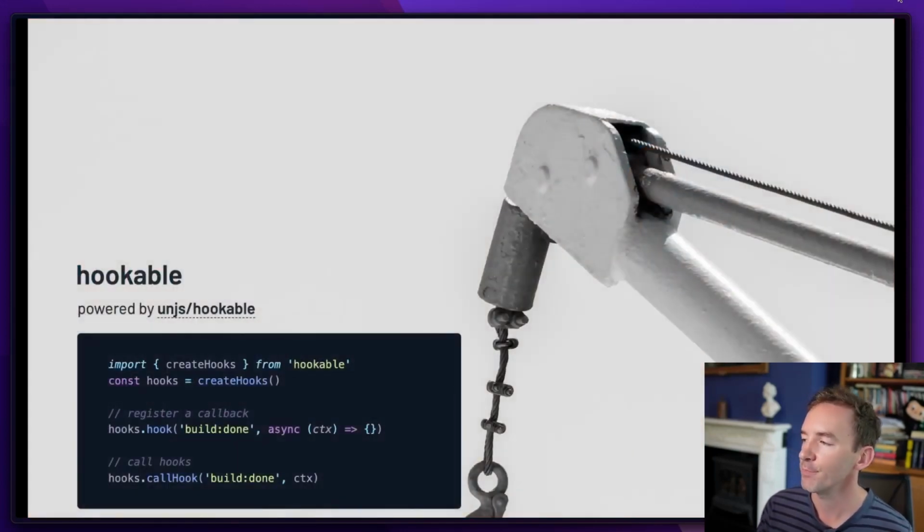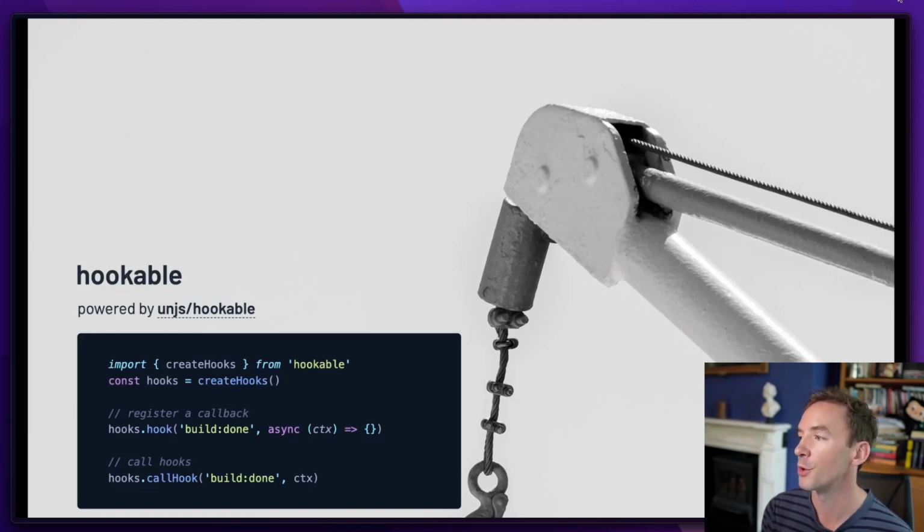So the first thing that Nuxt offers is a hookable experience. It's actually powered by a library we developed for this very purpose called Hookable. And the concept is pretty simple. This is how you would actually use it as a library author, or how we use it within Nuxt. You create a global hookable instance. We attach this to Nuxt itself. At build time, there's a build set of hooks.